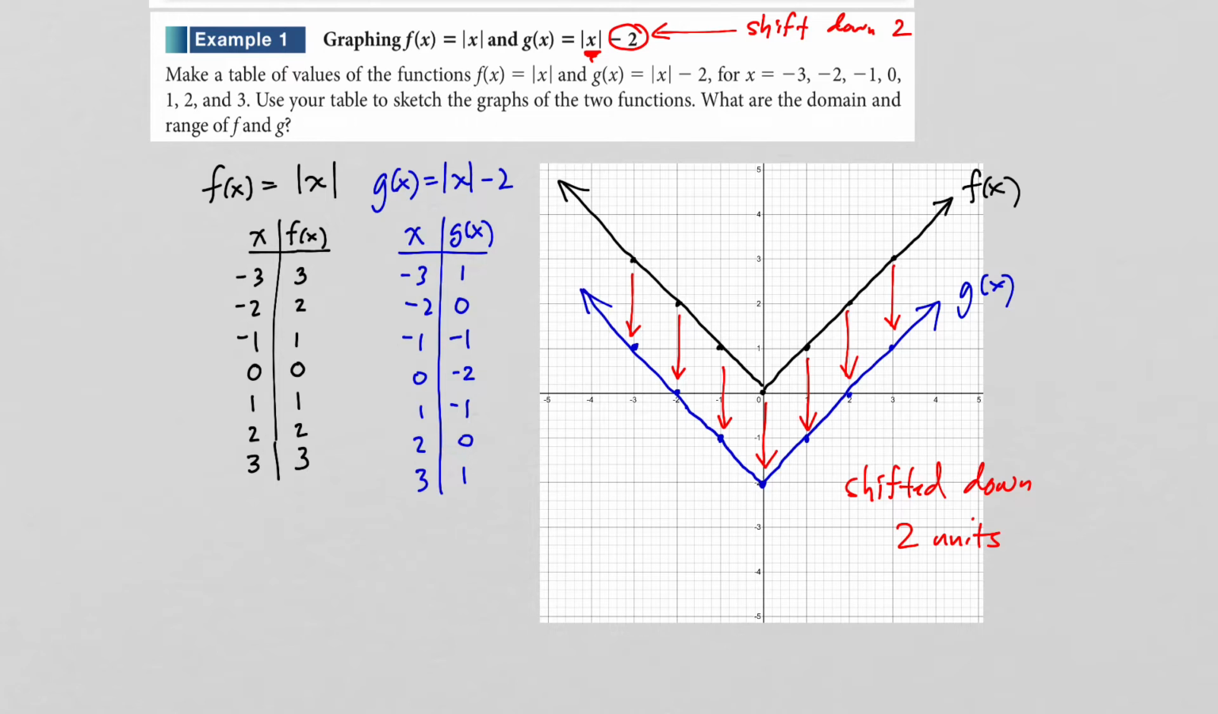So this is an example where you can get the graph by doing points, but really if you knew what the graph of f of x looked like, we knew what the graph of g of x was going to look like without having to graph all these points.